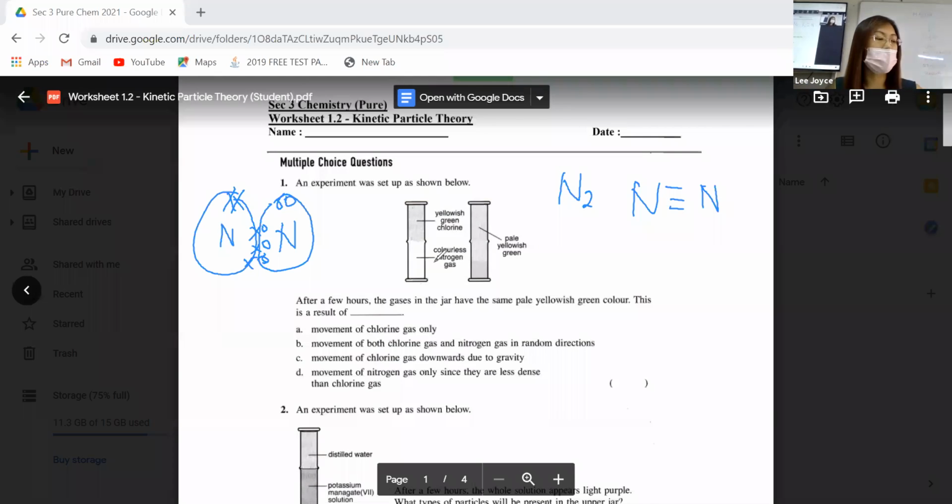But for this question, why is the answer B? Because when they remove the separation between these two gas jars, you will see that the chlorine gas and the nitrogen gas, which are both gases, will definitely be moving in random motion, random direction. So eventually they will be mixed together evenly. All right, so B is the answer. Any question? No, okay.